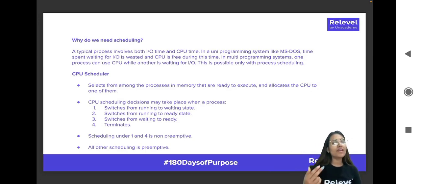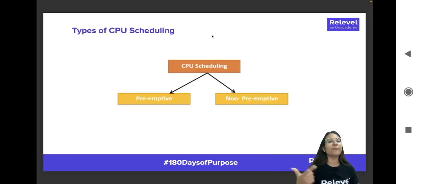So now we actually introduce two terms over here. We introduce the term non-preemptive and we introduce the term preemptive. Scheduling 1 and 4 is known as non-preemptive scheduling, and 2 and 3 scheduling is known as preemptive scheduling. So what we'll do is we'll first take a look at what exactly is the meaning of preemptive and non-preemptive scheduling. Like I said, the entire scheduling process can be divided into two parts, preemptive and non-preemptive. So let's take a look at all of them in detail one by one.